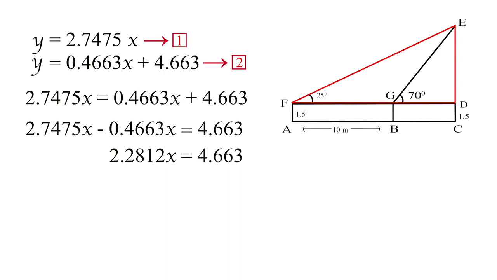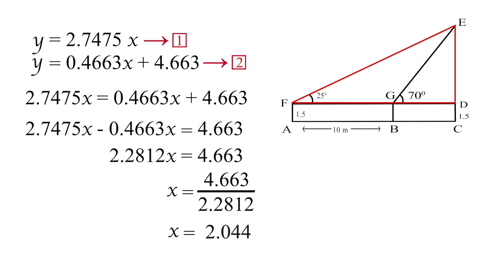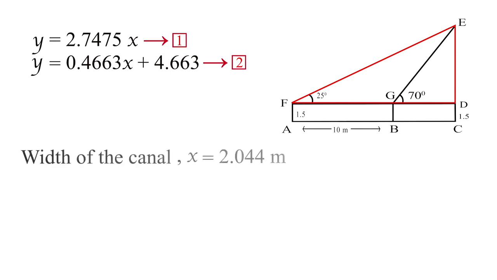We want to find the x, so we need to move 2.2812 to the other side. Thus we get x is equal to 4.663 divided by 2.2812. That is x equals 2.044. So we get the width of the canal. Now the width of the canal is 2.044 meter.